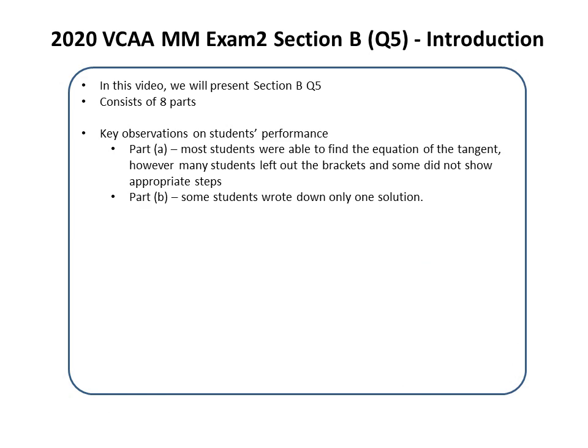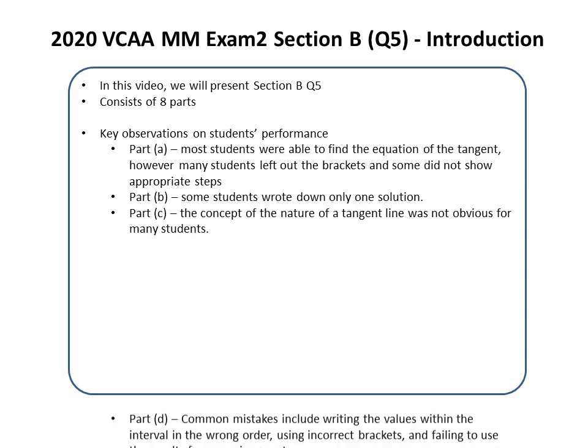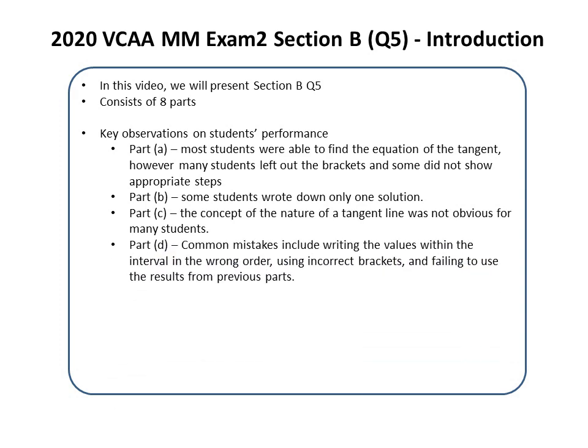In part B, some students wrote down only one solution. In part C, the concept of the nature of the tangent line was not obvious for many students. There are 3 subparts in part D. Common mistakes include writing the values within the interval in the wrong order, using incorrect brackets, and failing to use the results from previous parts.